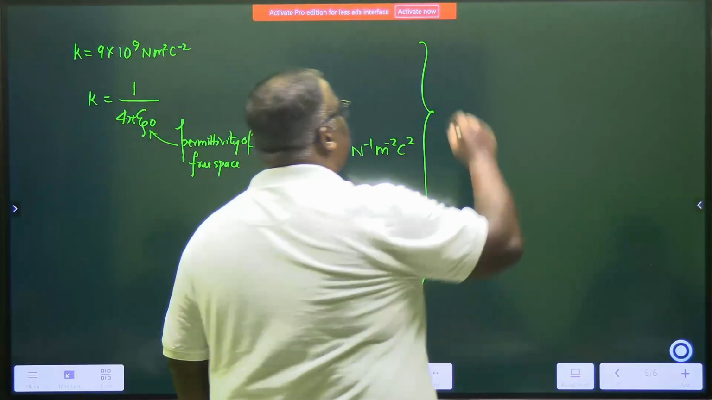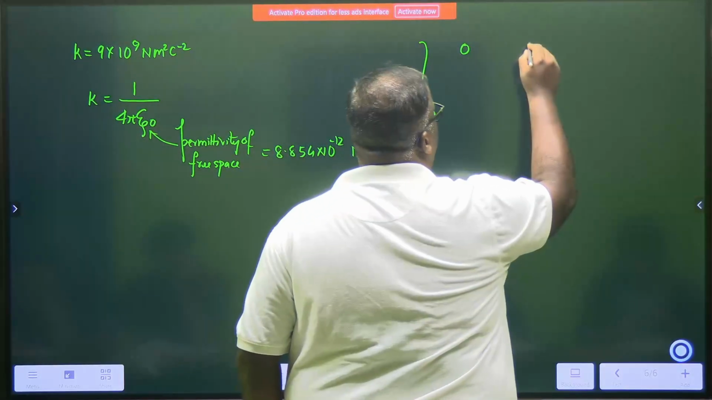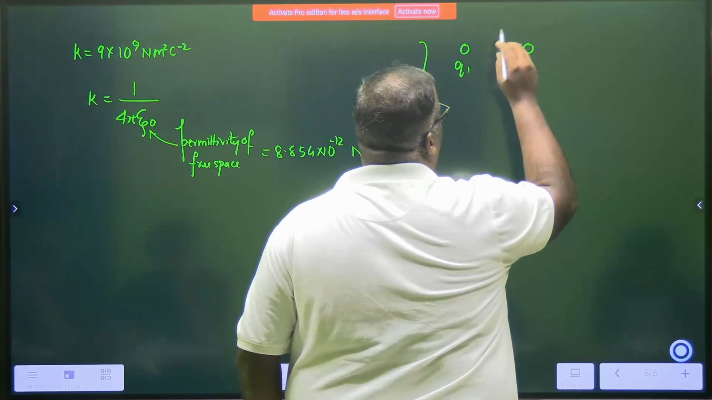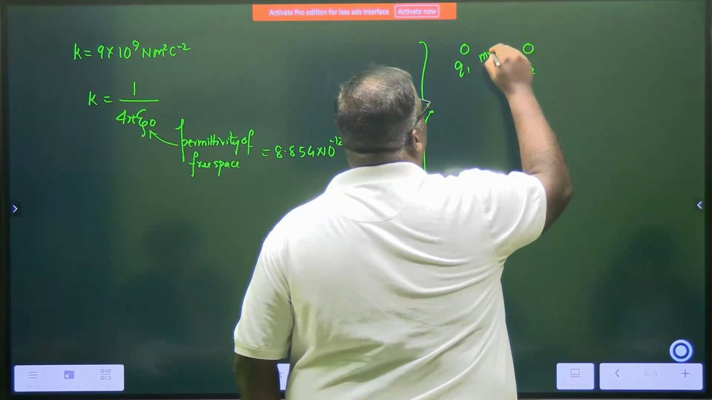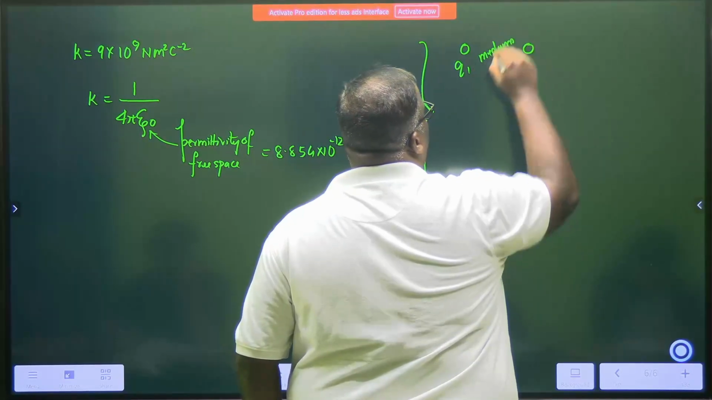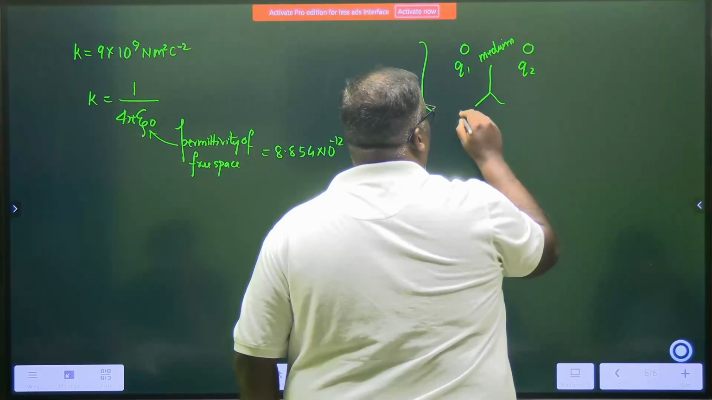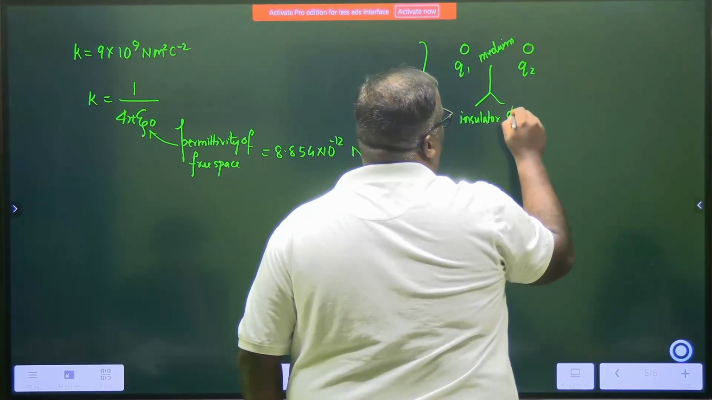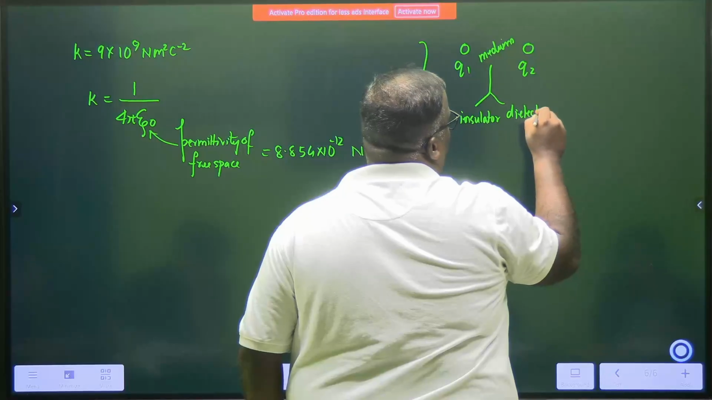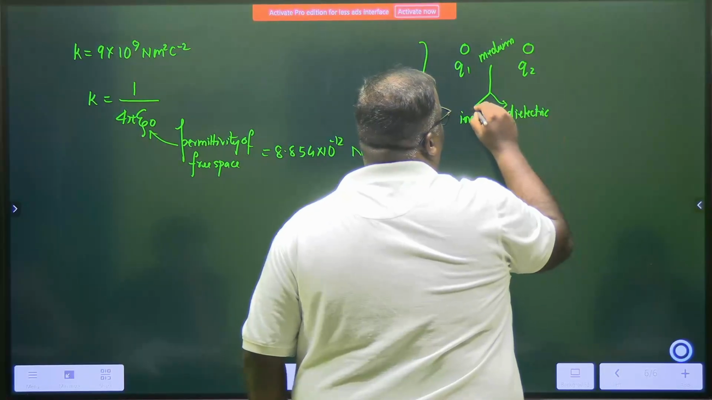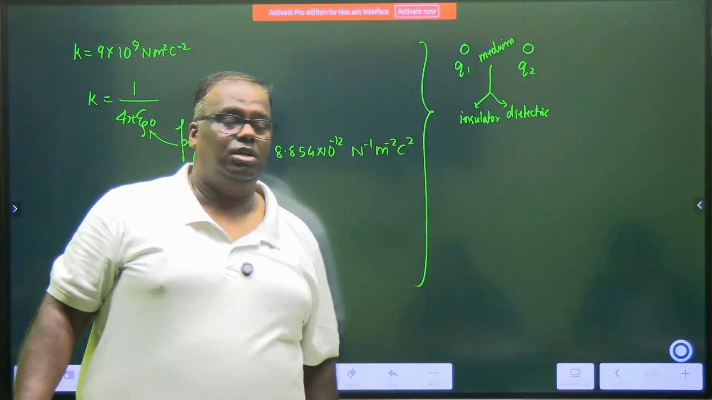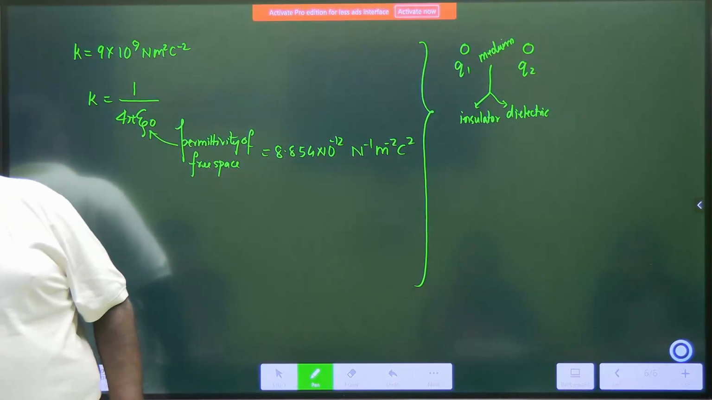Now we need to understand if the two charges Q1 and Q2 are not in free space but are in some medium, and that medium can be an insulator or say something called a dielectric. So let's understand what is a dielectric. A dielectric is a special kind of insulation material which does not conduct but supports electric field.